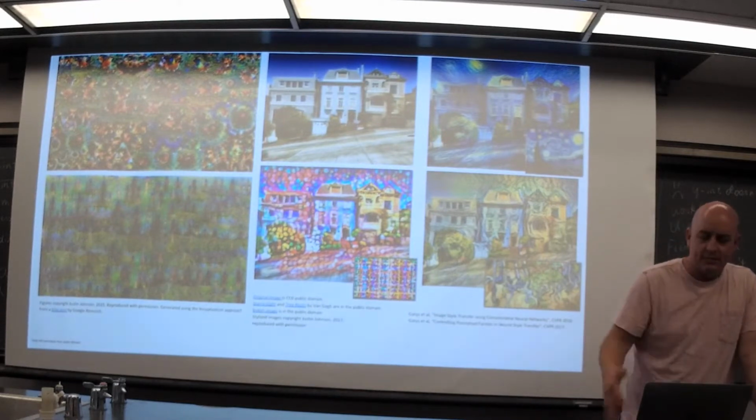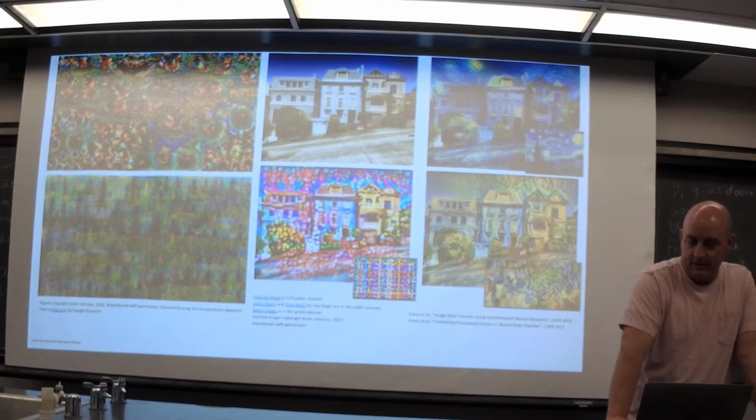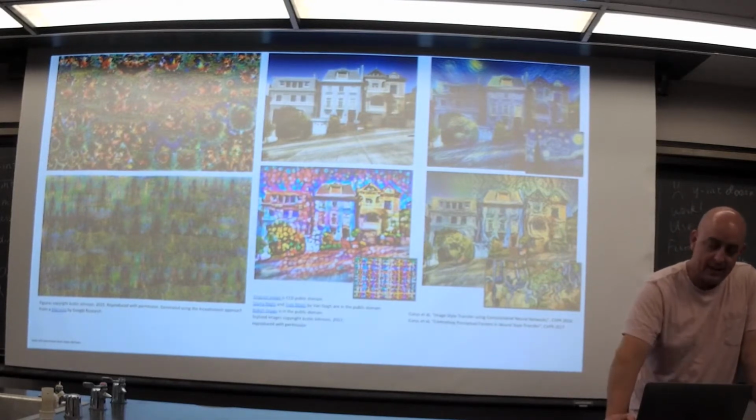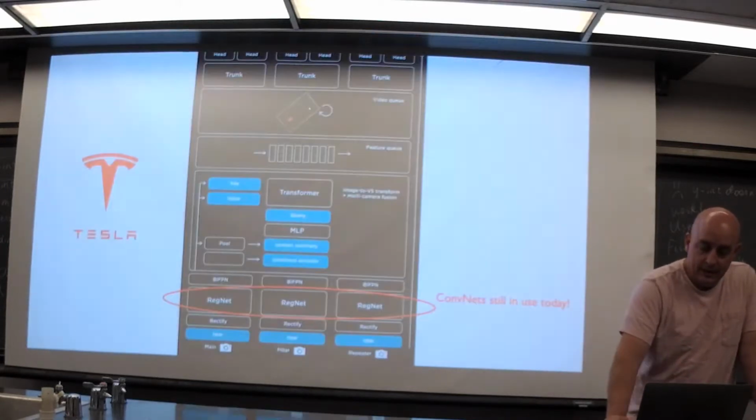Like what does it mean to learn a thing? What's the geometry of this as depicted by how it changes the images?